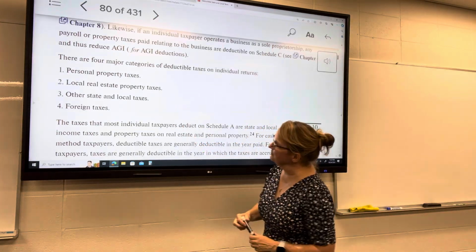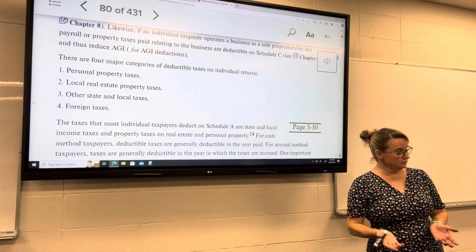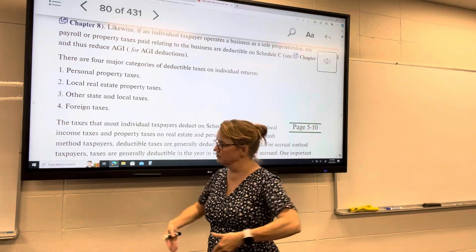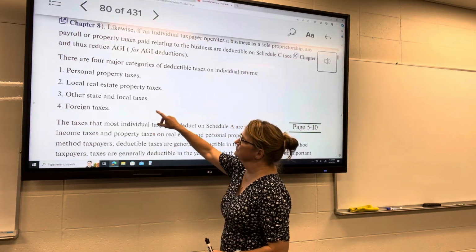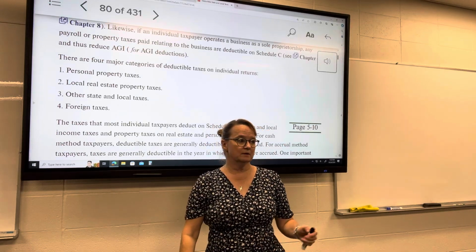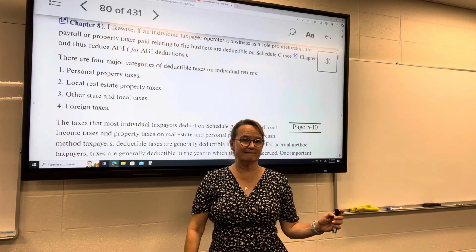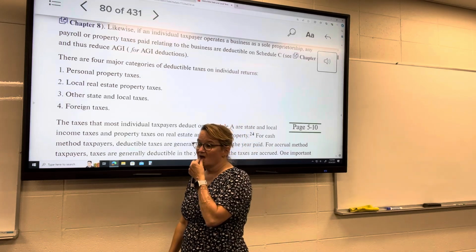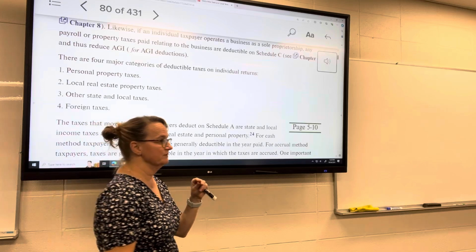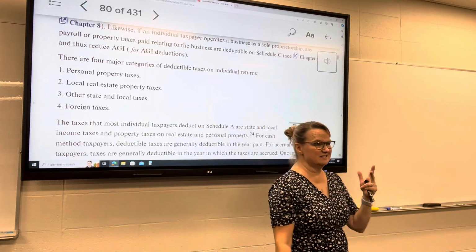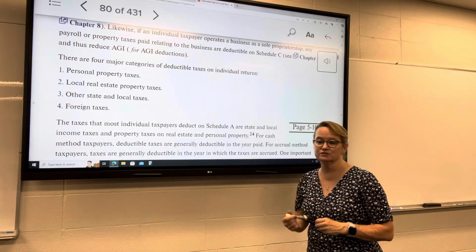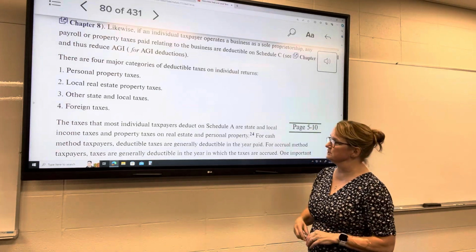Local real estate property taxes. So this is real estate property taxes. Anything that's attached to the ground. Other state and local taxes, which could be income taxes. It could be sales taxes. If the state imposes any like excise type taxes, those types of things. Taxes that were paid to the state or to local jurisdictions.